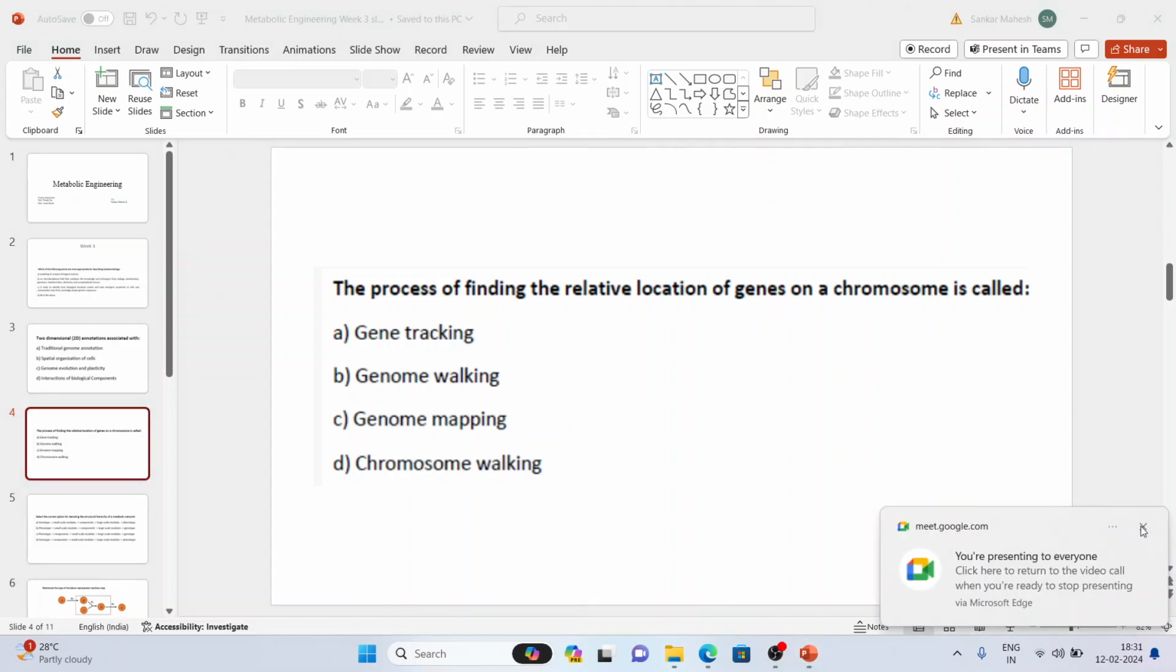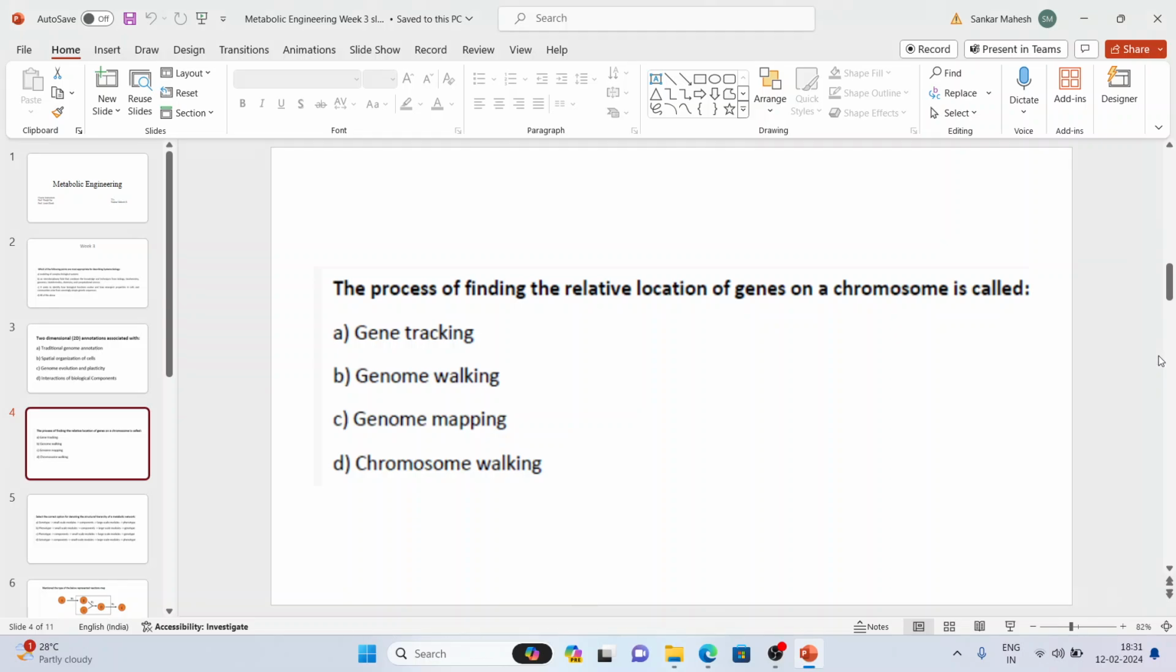The third question is, the process of finding the relative location of genes on a chromosome is called option A, gene tracking, option B, genome warping, option C, genome mapping, option D, chromosome walking.